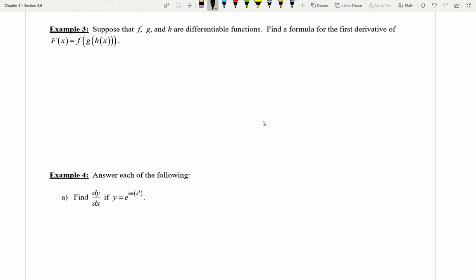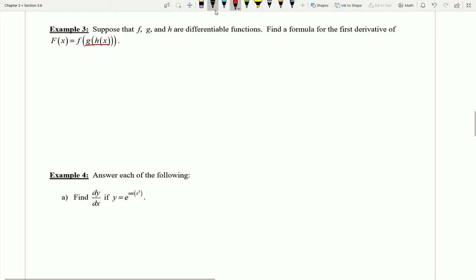So now let's take a look here at example number 3. Suppose that instead of just having one function plugged inside of another, what if I was working with three different functions, say little f, little g, little h. They're all differentiable functions. And then maybe I plug h into the g function. But then I take that whole result, I take that entire g with the h plugged in, and I plug all of that inside of the f function. So I have like a triple composition. Could I find a formula for the first derivative here?